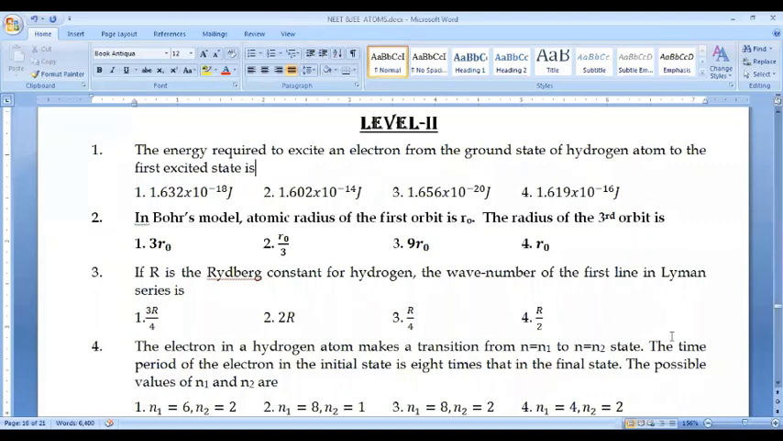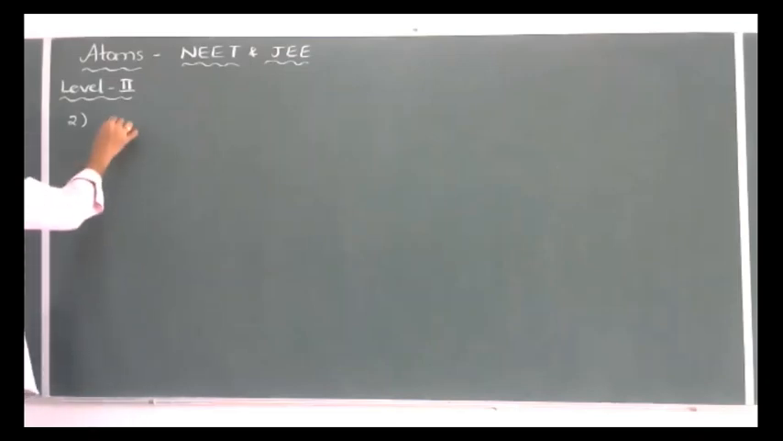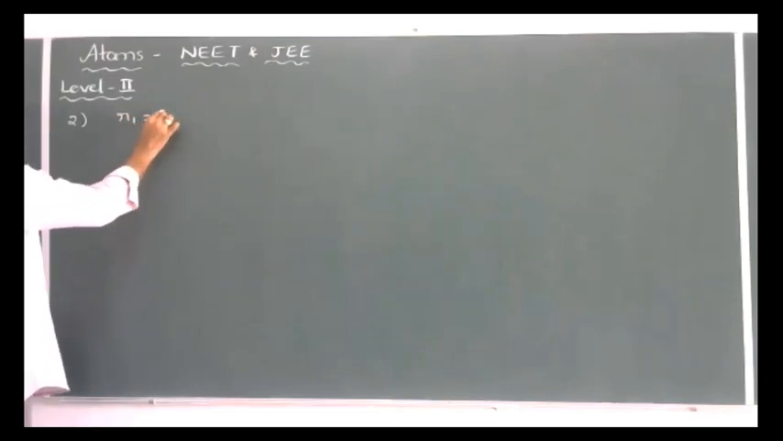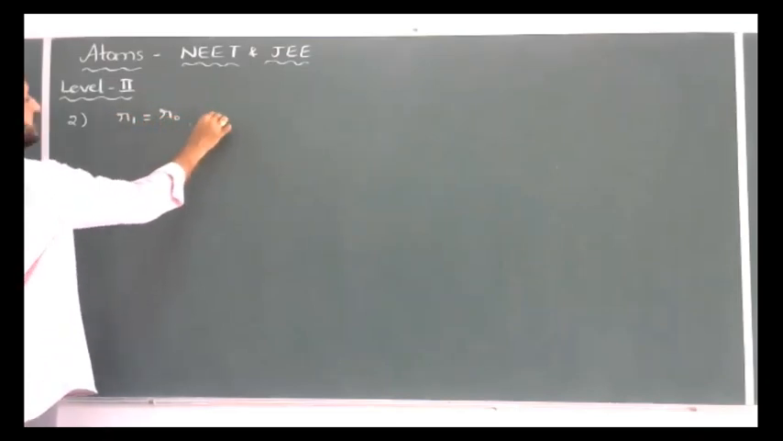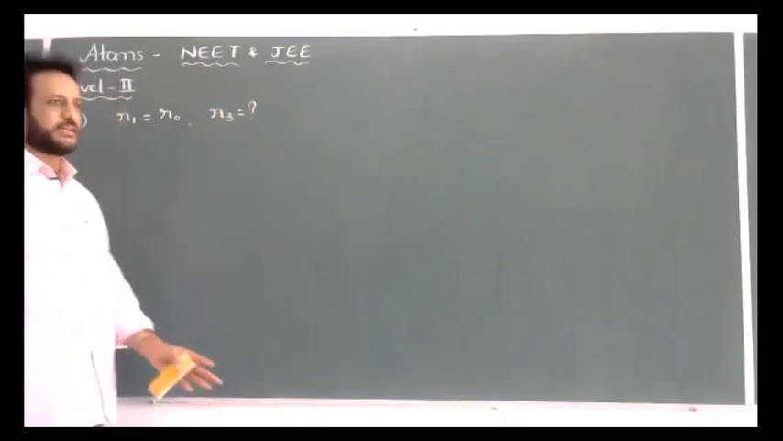In Bohr's model, the atomic radius of the first orbit is R0. Then what is the radius of the third orbit? They have given the radius of the first orbit, R1, is equal to R0, and they are asking for the radius of the third orbit. So first orbit and third orbit.